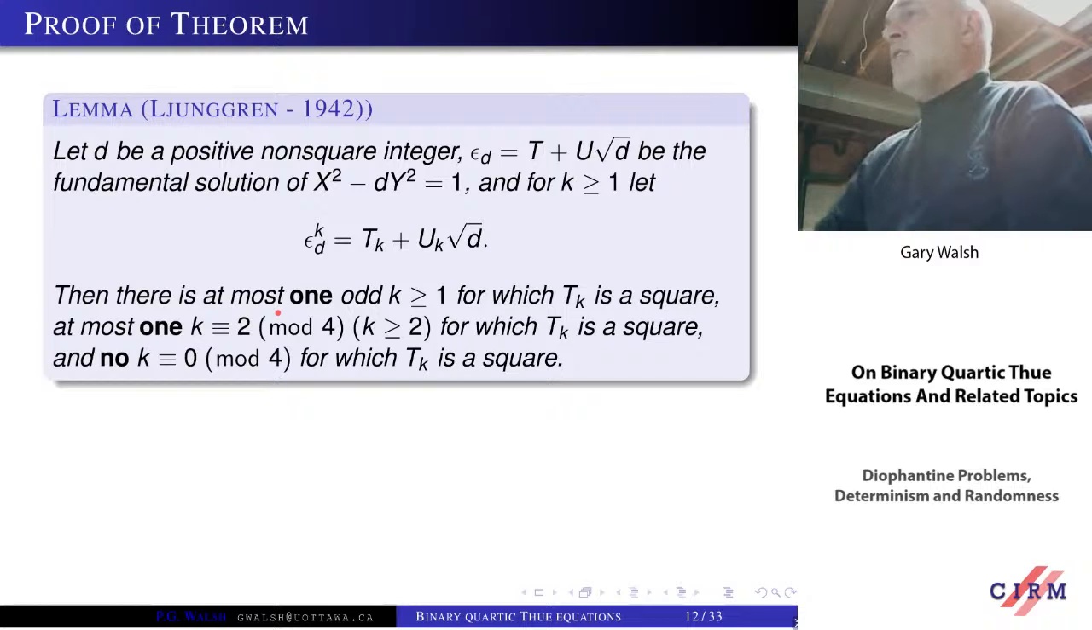And what Ljunggren actually proves, he doesn't state it this way, but what he actually proves is there's at most one odd index k for which t sub k is a square. There's at most one index congruent to 2 mod 4 for which t sub k is a square, and there are no indices congruent to 0 mod 4 for which t sub k is a square.